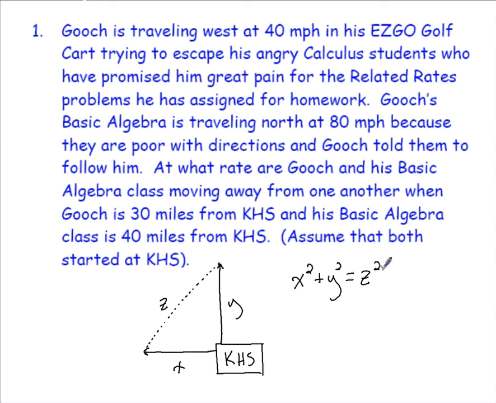Now, once you set up an equation that brings together all of these variables, what you want to do is take the derivative of that equation with respect to time. So if x squared plus y squared equals z squared, if I take the derivative of x squared, I get 2x. Since I'm taking the derivative with respect to time, I apply that dx/dt.